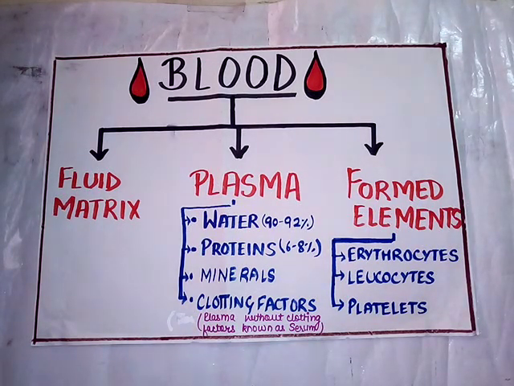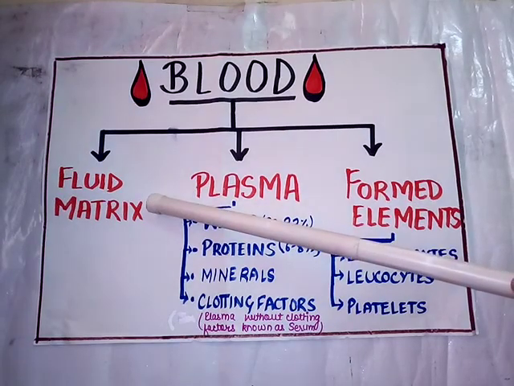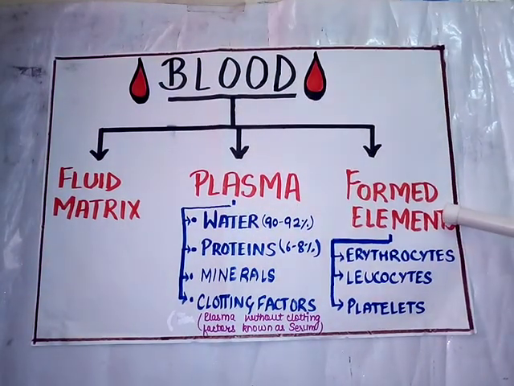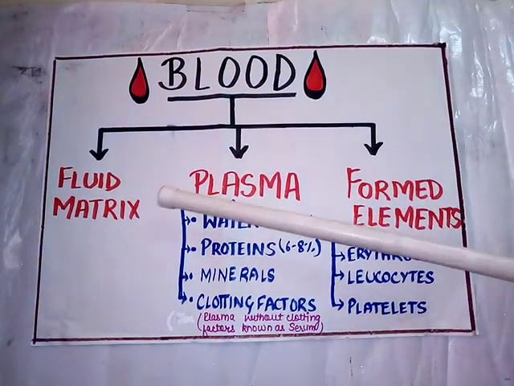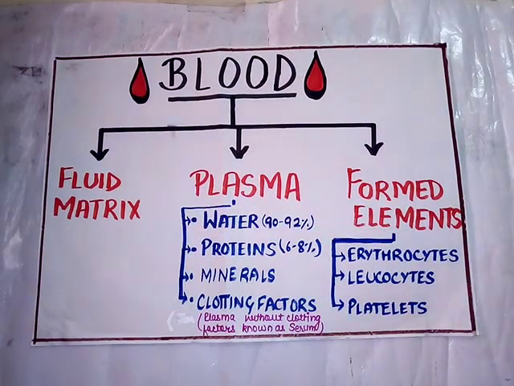Dear students, while watching the video, you can make short notes in your notebook. Blood contains fluid matrix, plasma, and formed elements. Fluid matrix is the fluid present in the blood which is useful in the transportation of several nutrients.